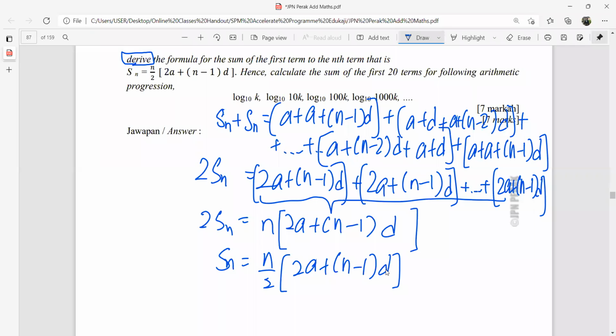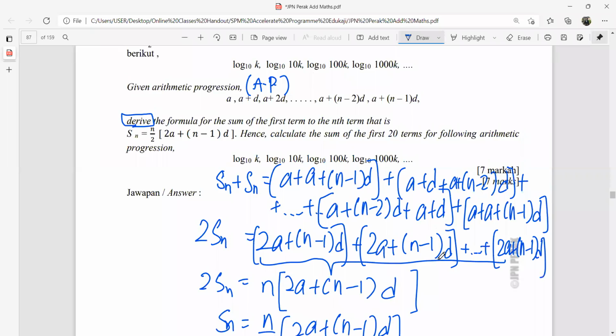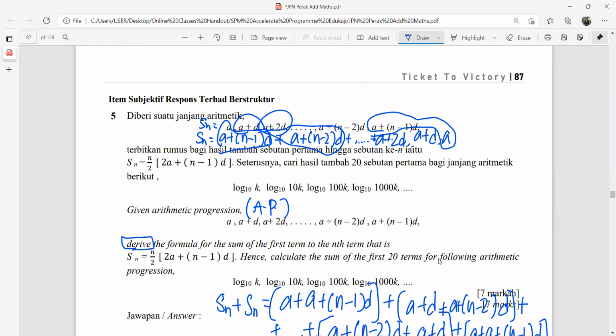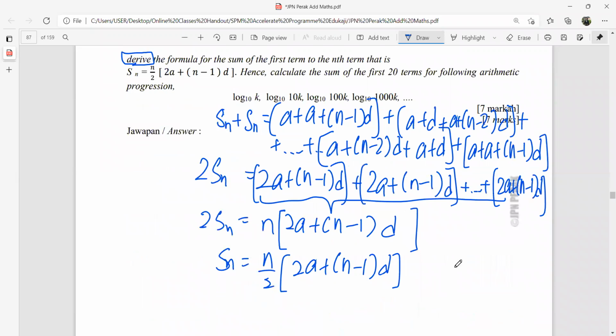Some of you don't know how to do this, right? So you have to rewrite in reverse way. This is a Form 6 thing. Okay, you have to know this is the reverse way of writing. So you add up one by one like that. Okay, done.